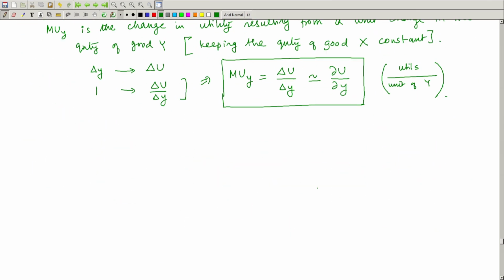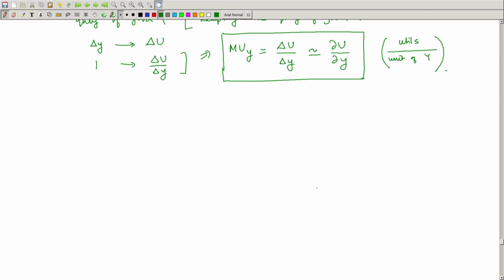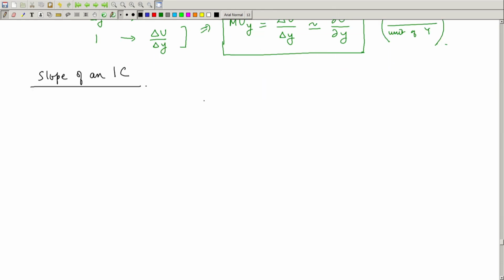Okay. Now, let's first look at the slope and then we will take examples. Okay. So, by themselves mux and muy are not very interesting, they are very important concepts, but by themselves it is not conveying something, but the ratio is going to be very important. Okay. So, slope of an IC. Slope of an IC. Okay. Now, when you're reading this and when you're revising this section, I would suggest you take up a pen and paper and then rewrite this and try and do it yourself by looking at the lecture notes.